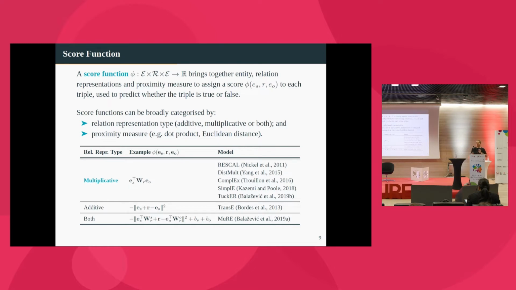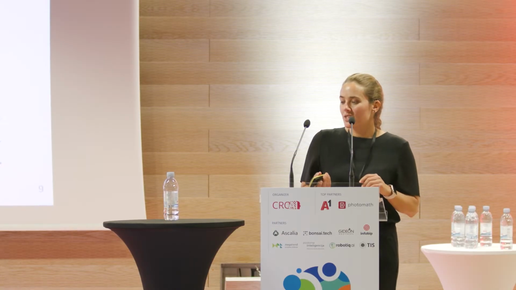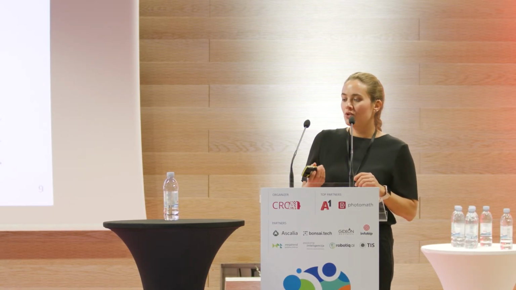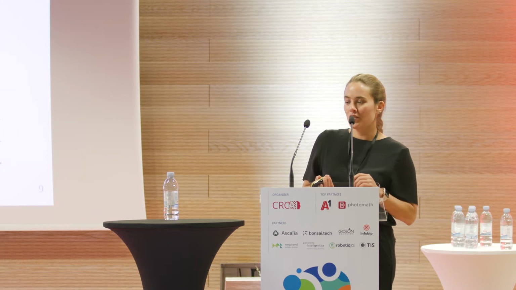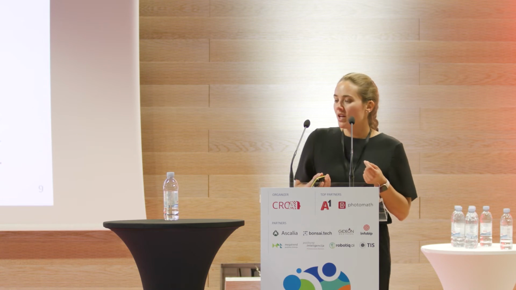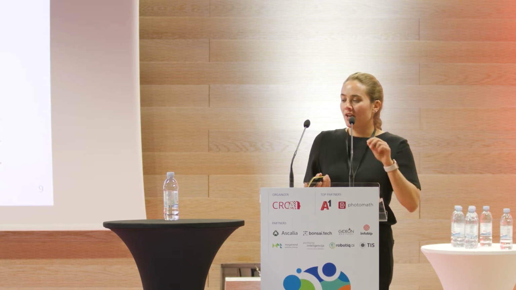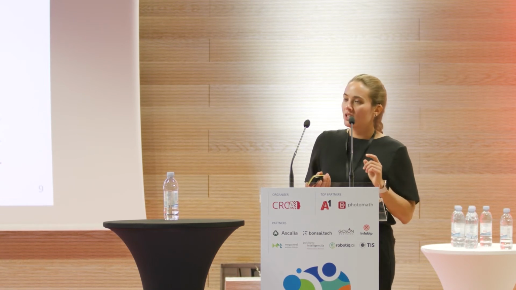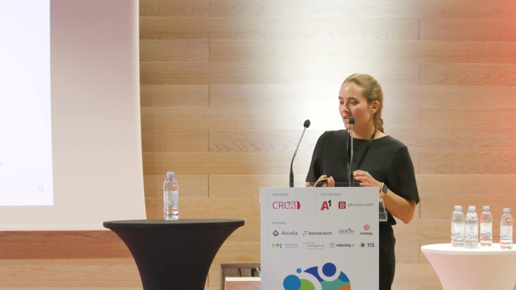Today I'm only going to talk about these multiplicative models, which are maybe the simplest kind to understand, but there are also models that still hold the current state of the art in knowledge graph completion, so it's definitely important to understand them. Here we have the score function for multiplicative models. We have the subject and object entities, E_S and E_O, and we have a relation-specific transformation. In this case, that is a matrix multiplication.